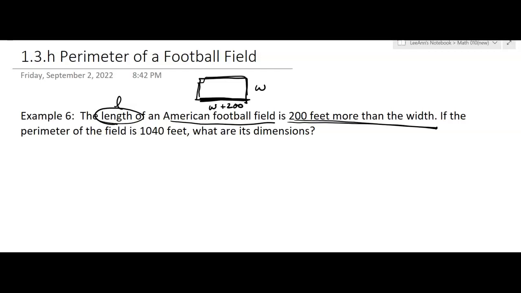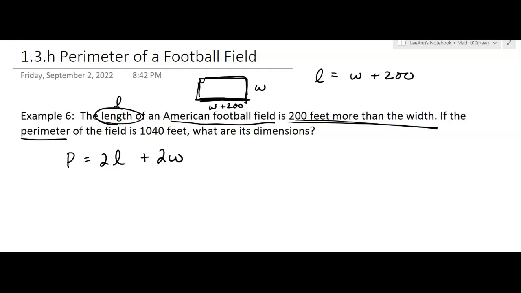Okay, now you can write that several ways. I put it on my diagram. You could say the length is the width plus 200. You could write it that way. If the perimeter... okay, so that means we need the perimeter of a rectangle. So you go back to all those cool formulas, find the rectangle, find the perimeter formula. Perimeter is twice the length plus twice the width.